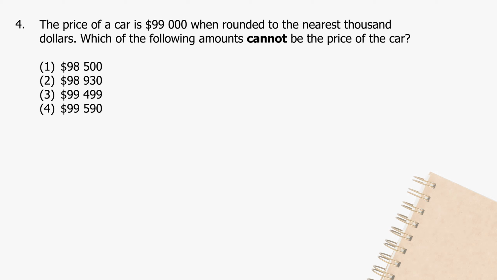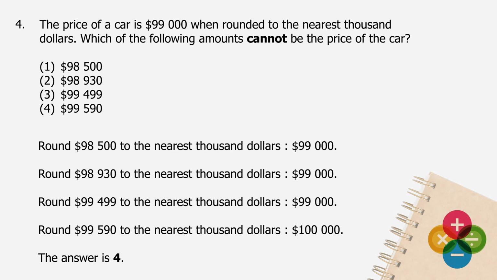Question 4. The price of a car is $99,000, when rounded to the nearest $1,000. Which of the following amounts cannot be the price of the car? Round $98,500 to the nearest $1,000 will be $99,000.